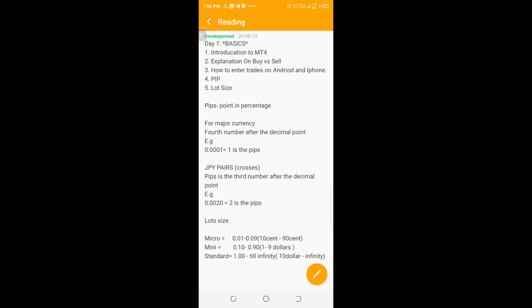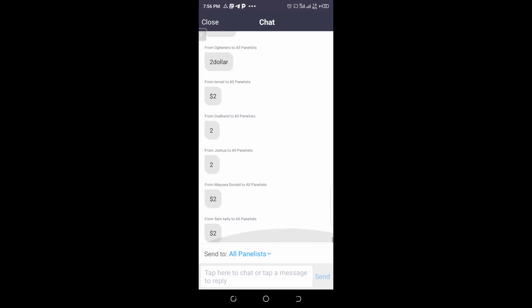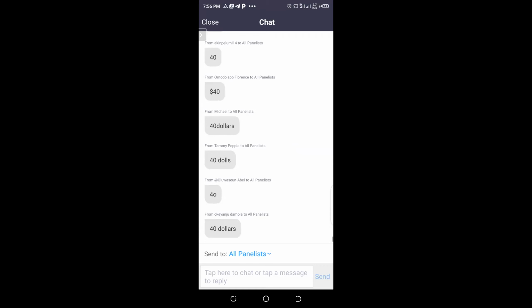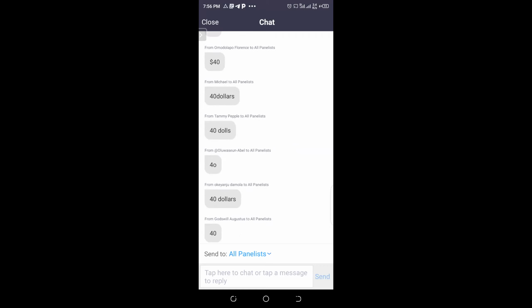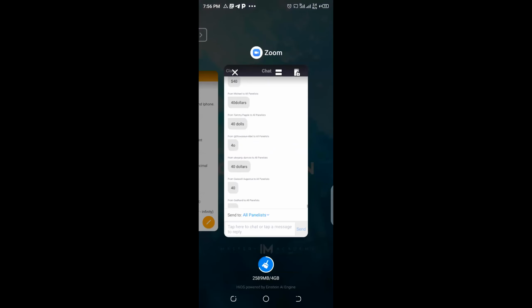$10 per pip. If I'm using 4.00 lot size, how much should I be making per movement of the market? 40. For 4.00 per pip is going to be $40 per pip. $40 per pip. Amazing. Let's go, guys.